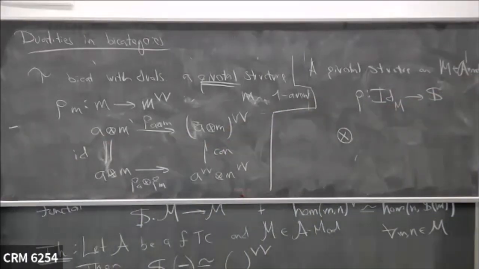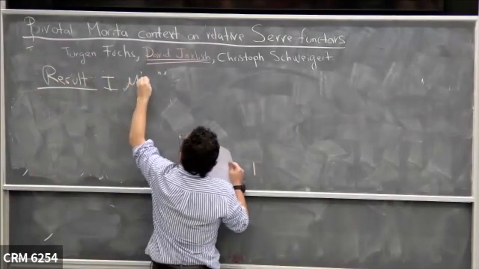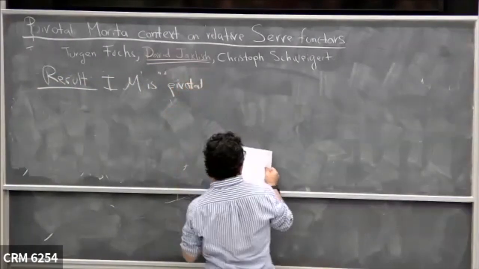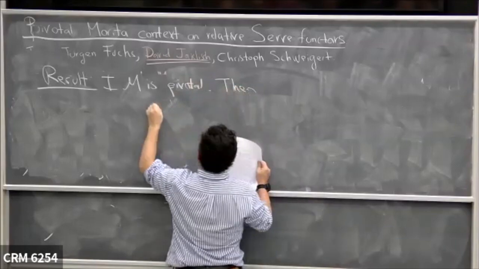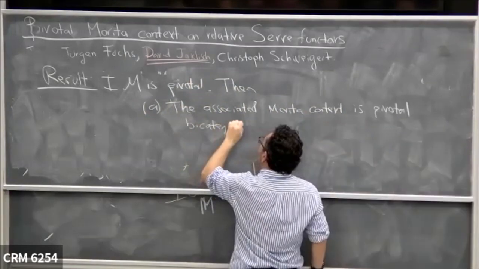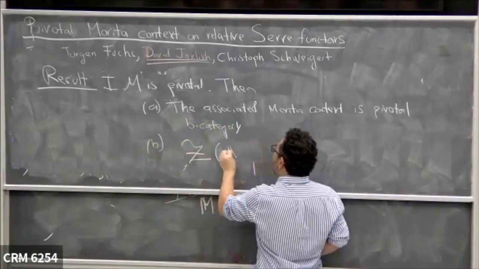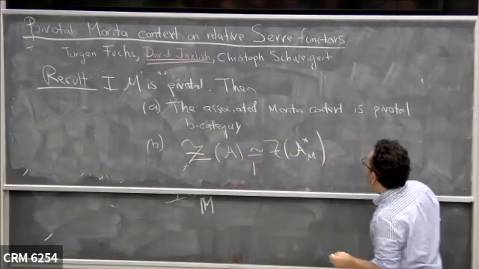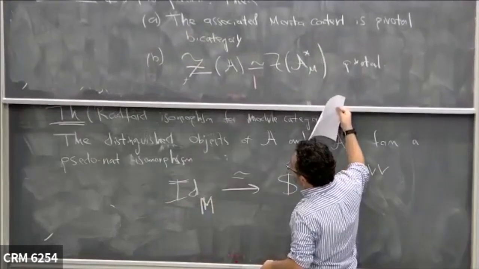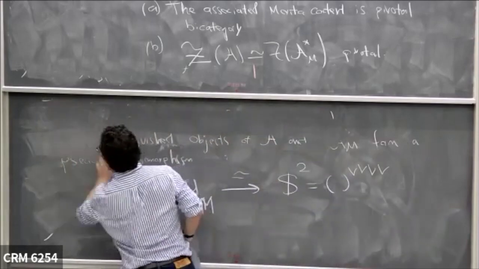Just to finish, some results in these directions. Suppose that M is a pivotal tensor category, a module category. Then, for example, we have that the associated bicategory is a pivotal bicategory. Other thing that we have is that in this case, the triple center of A and the dual are equivalent as pivotal categories. And if we consider the whole 2-category of pivotal categories, these two categories have a pivotal structure.